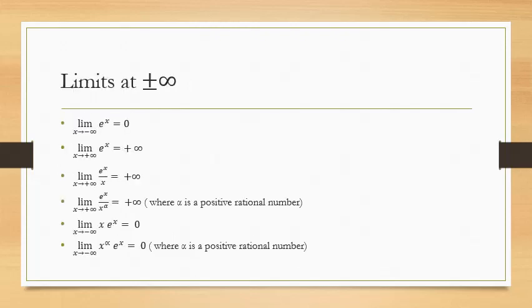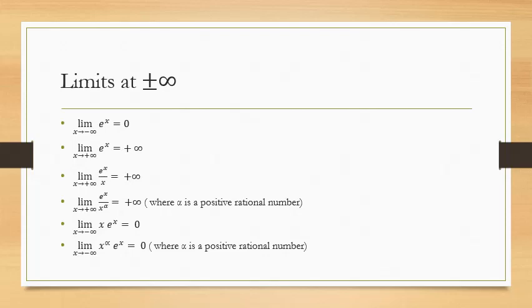Limits at plus or minus infinity. Limit as x goes to negative infinity of e power x equals 0. Limit as x goes to positive infinity of e power x equals plus infinity. Limit as x goes to plus infinity of e power x over x equals plus infinity. To calculate such a limit, if we calculate it directly, it's positive infinity over positive infinity, which is an indeterminate form. We use L'Hopital, take the derivative, then we get limit as x goes to positive infinity of e power x, which is positive infinity.